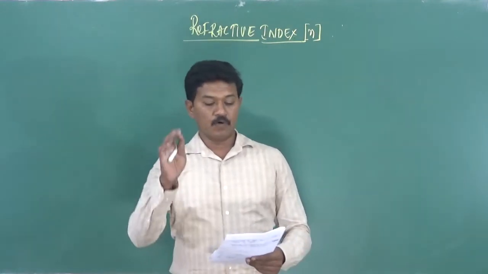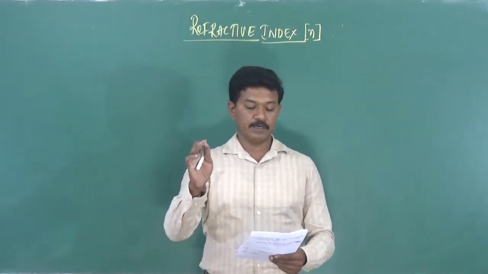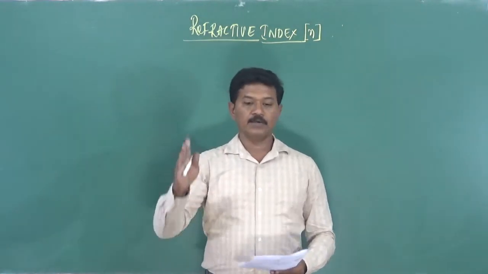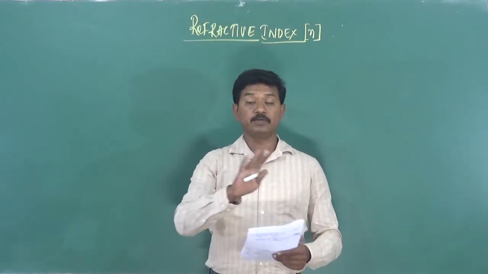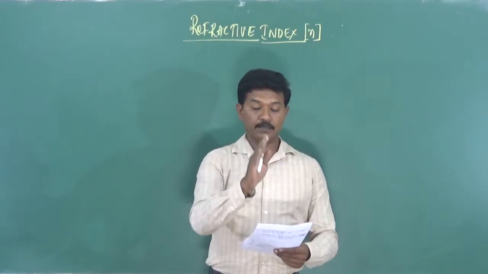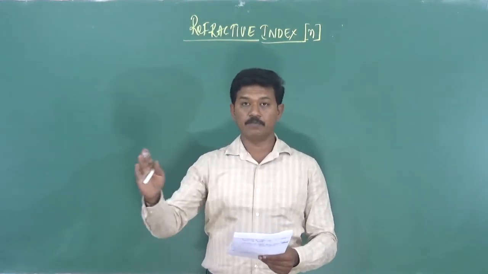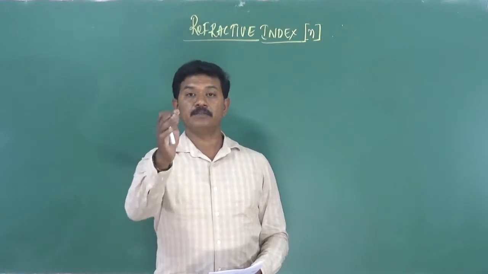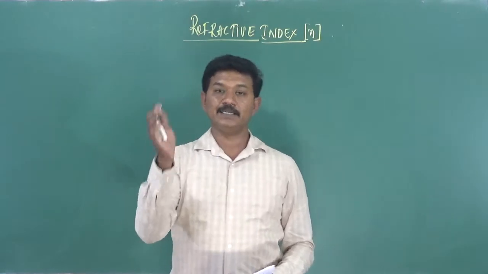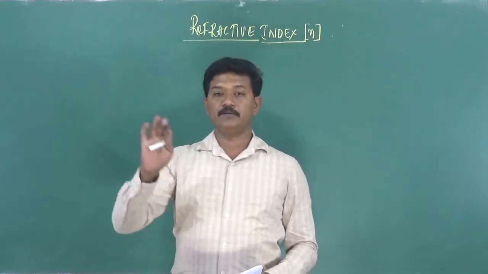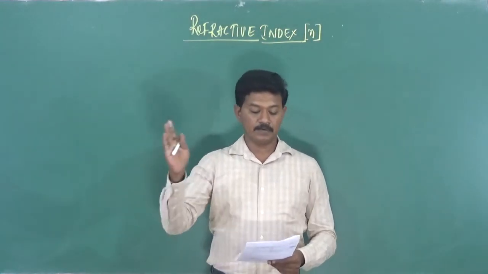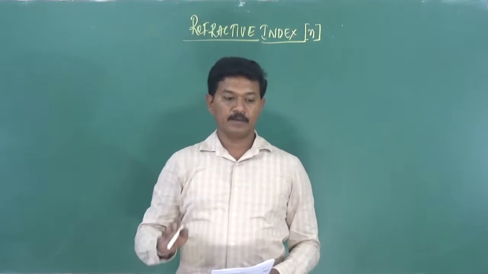For example, water has a relative refractive index of 1.33. Refractive index of water is 1.33. I am not telling you it is absolute refractive index, I am telling you the relative refractive index of water is 1.33. What is the meaning of this statement? So the ratio between the speed of light in air to the speed of light in water is 1.33. That is the relative refractive index of water. I hope you got the meaning.